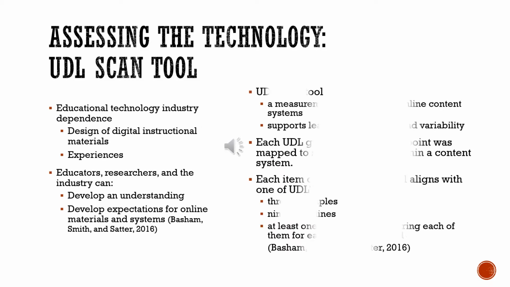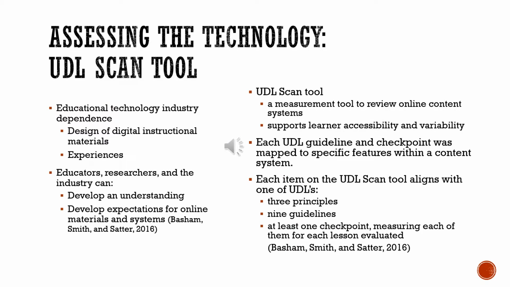So how can the technology be assessed? Well, according to Basham, Smith, and Satter 2016, as the K-12 education system moves increasingly online, it becomes more dependent on the educational technology industry to support the design of digital instructional materials and experiences. Thus, it's important for educators, researchers, and the industry to develop a shared understanding as well as expectations for these online materials and systems. Our researcher-created UDL scan tool, as stated by Basham, Smith, and Satter, provides researchers and educators with a measurement tool to review online content systems for their potential to support learner accessibility and variability.